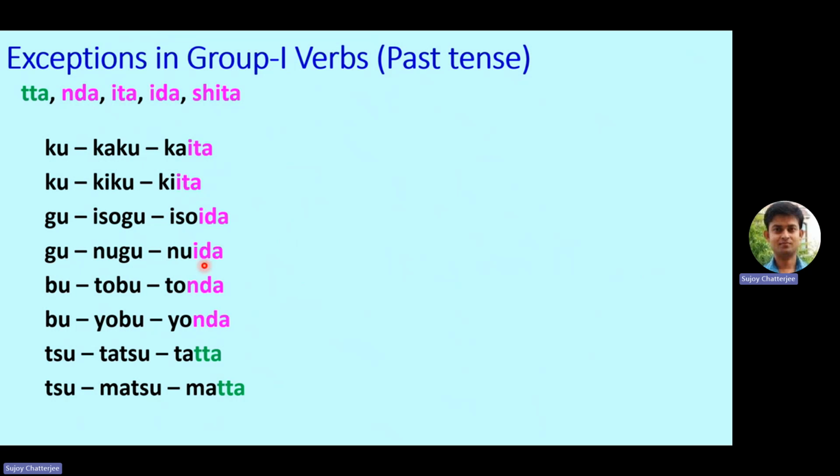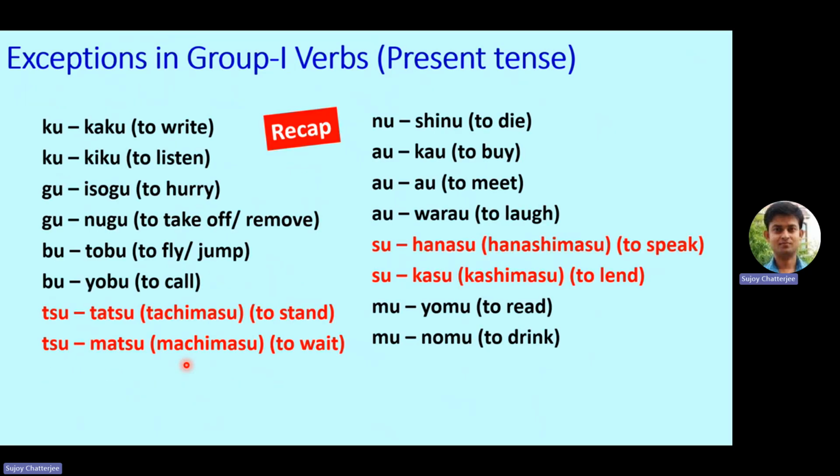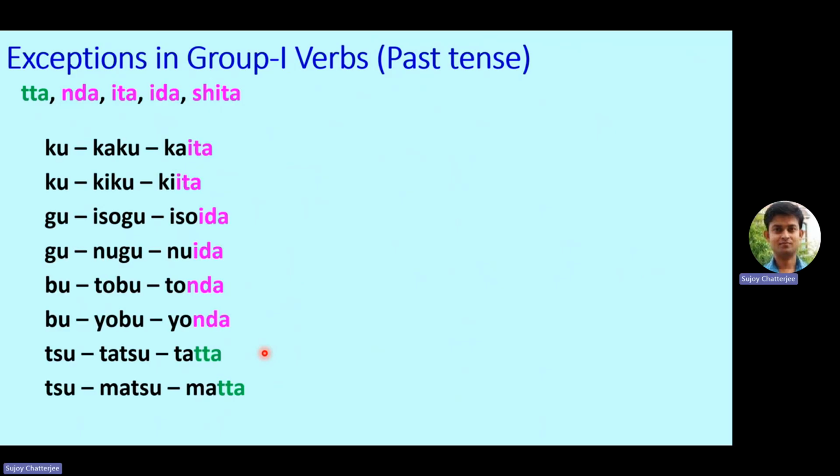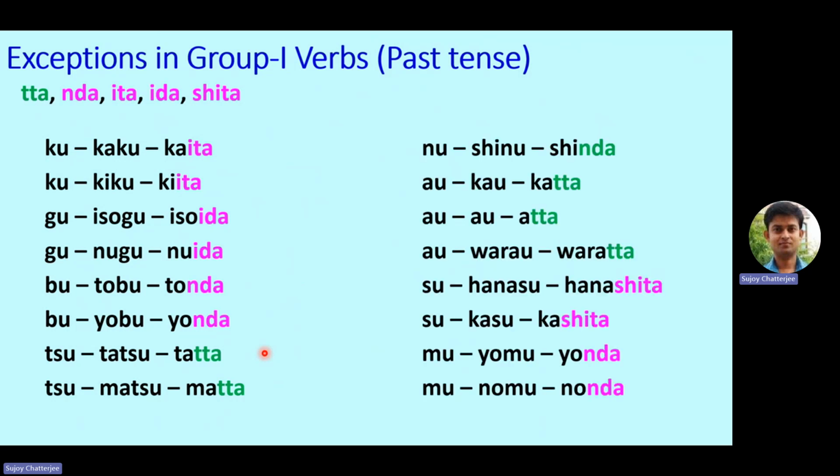Now, for the bu category, the nda form is used. That is, tobu becomes tonda, yobu becomes yonda. For the tsu category, tatsu is tatta, matsu is matta. So there is no exception here. But why have we written it here? Because in the present tense we had tachimas and machimas, and also in future we will see that there are still some exceptions in some other forms as well. So these are basically exception categories.